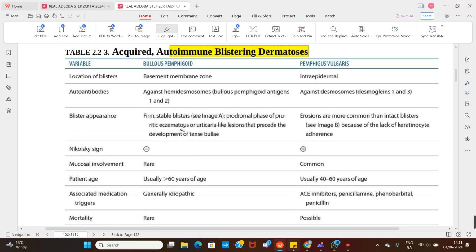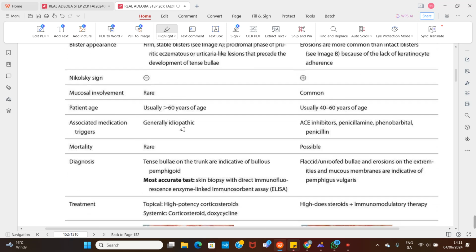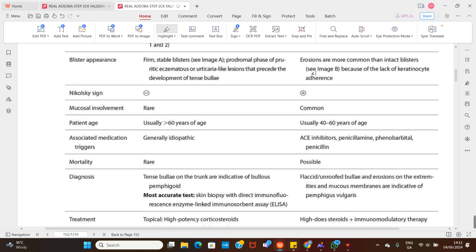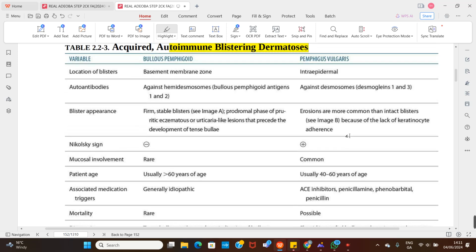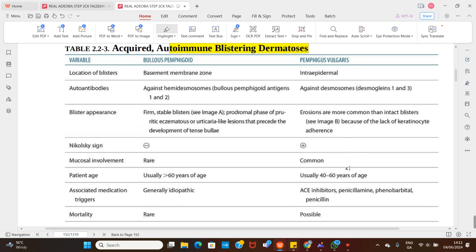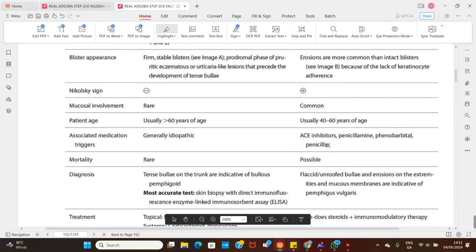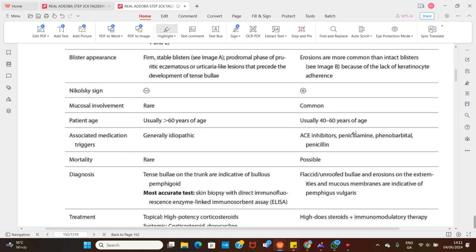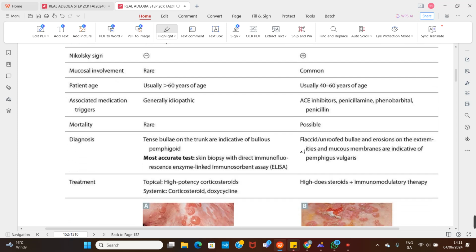The trigger for bullous pemphigoid is usually idiopathic. We don't know the cause most of the time. Pemphigus vulgaris too can be idiopathic, but sometimes it can be provoked by drugs. Just remember penicillin, penicillamine, phenobarb, and the ACE inhibitors. So ACE inhibitors, which can also provoke lichen planus and the likes, are also part of the agents that can provoke pemphigus vulgaris. So ACE inhibitors, penicillamine, phenobarb, penicillin.